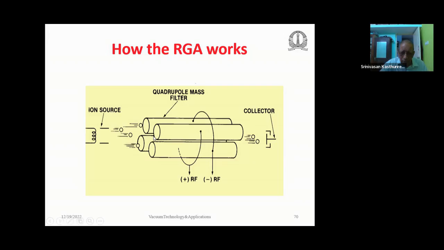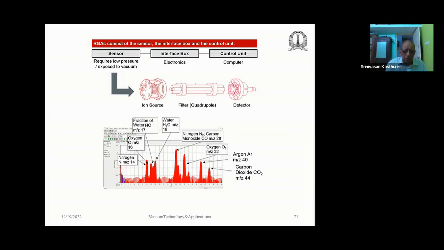And the molecules which are moving through the center core enter a collector. As we keep on varying the RF voltages, ions of a selective mass ratio cross through this quadrupole mass filter and get collected at the collector. So essentially it produces a mass to charge spectrum like this.